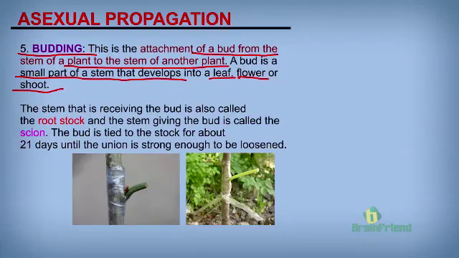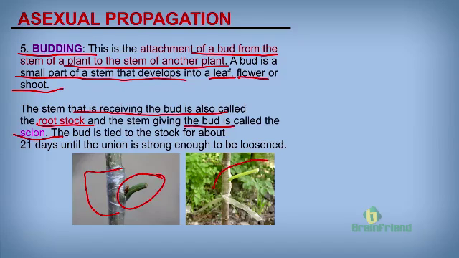In budding, the stem receiving the bud is called the rootstock, as we saw in grafting. And the stem given the bud, or the bud being attached to the rootstock, is called the scion. This is the rootstock, and this is the scion containing or carrying the bud. This is a good example of budding, where a bud has been connected to the stalk and is beginning to develop as a new stem.